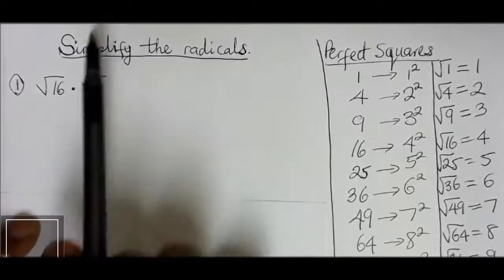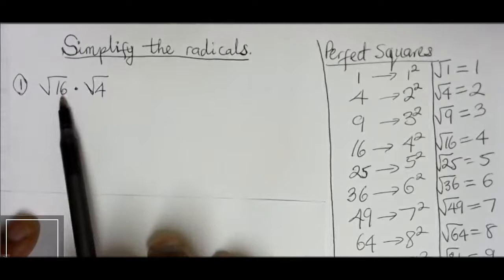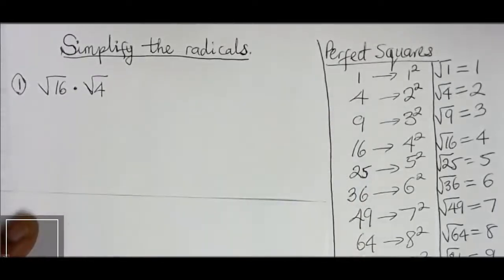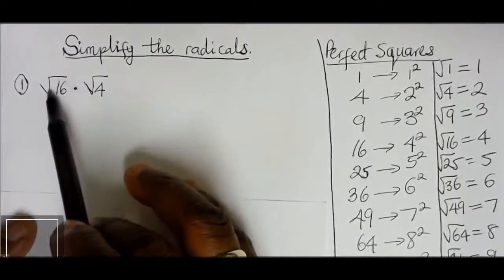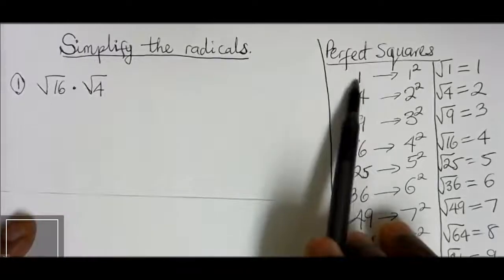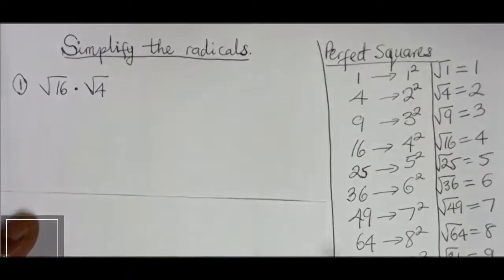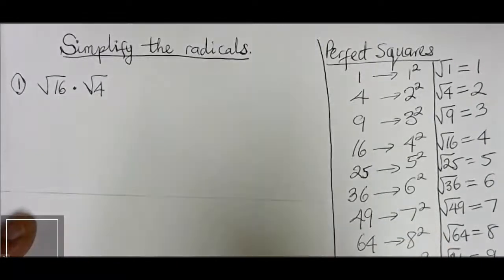So one of the rules of simplifying radicals says that we can't have any perfect square under the radical. The radical sign is this sign. The number under it is the radicand. Whenever we have any of these perfect squares under the radical sign, then it is not yet simplified. So we have to find the perfect square to simplify it.